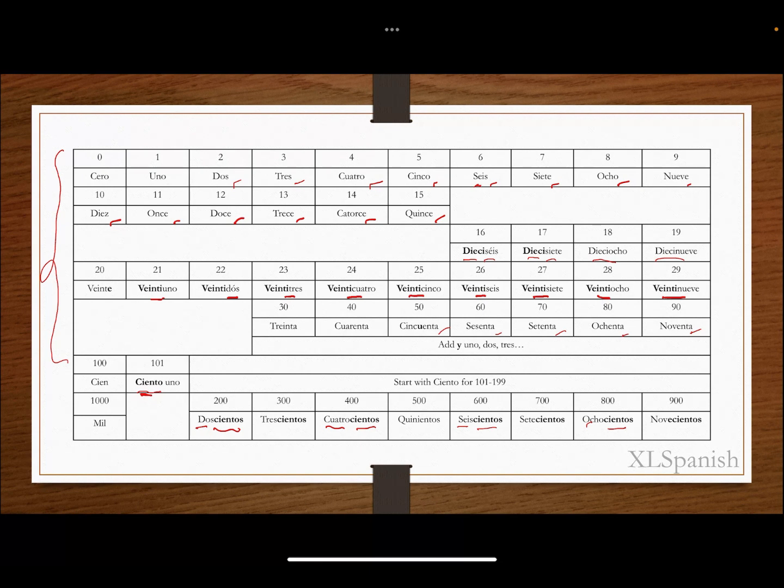So 500 is a little bit different in that it is quinientos. It's not following the same pattern that we followed before. So you don't use cinco anywhere within 500. Instead, it has its own unique term, quinientos. Okay?